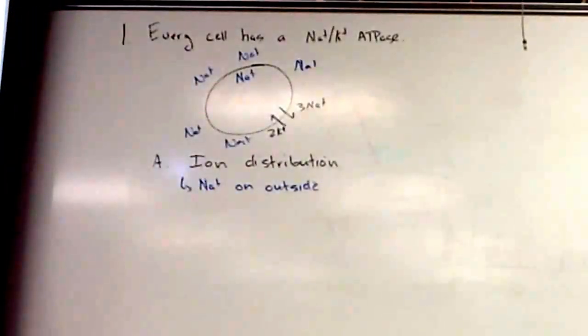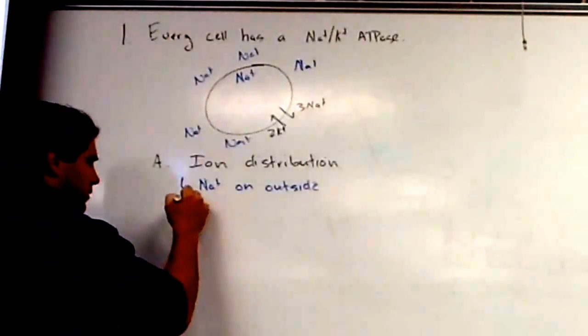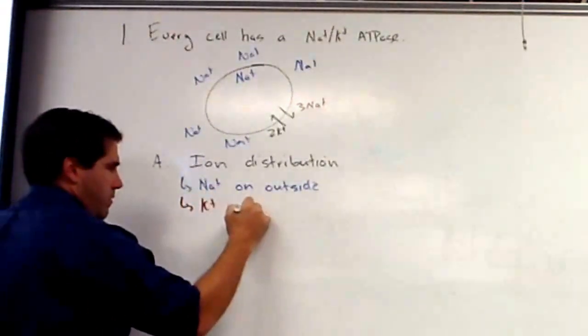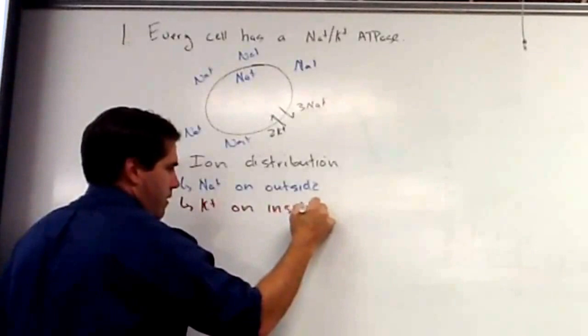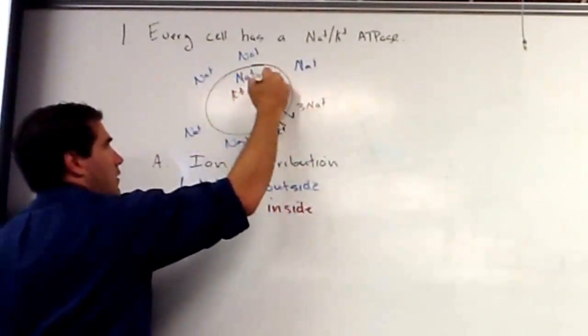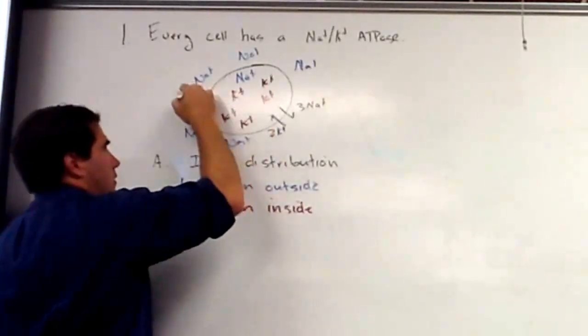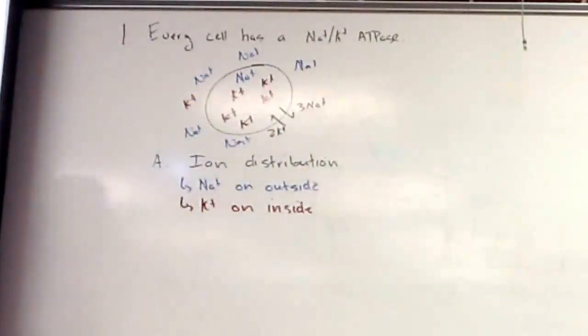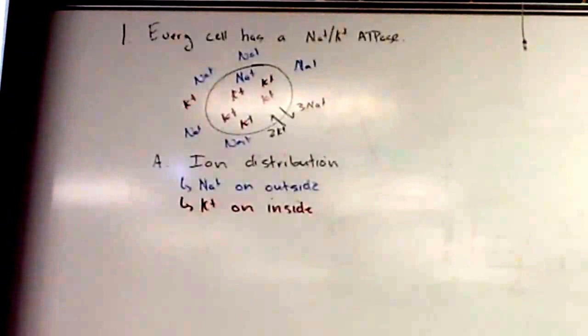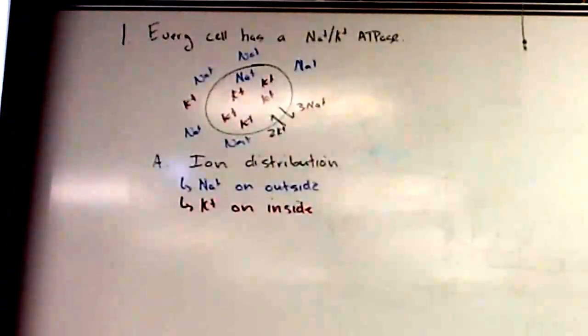Potassium is going to end up on the inside. And again, not completely, because there will still be some potassium on the outside. But for the most part, potassium's on the inside. So that's what I mean by ion distribution. Sodium ends up on the outside, potassium ends up on the inside.